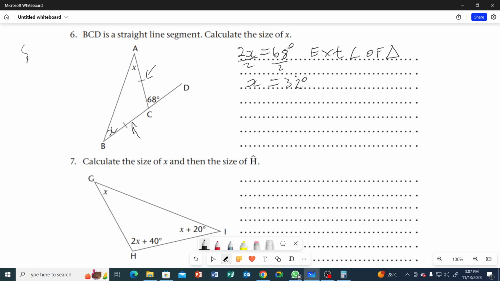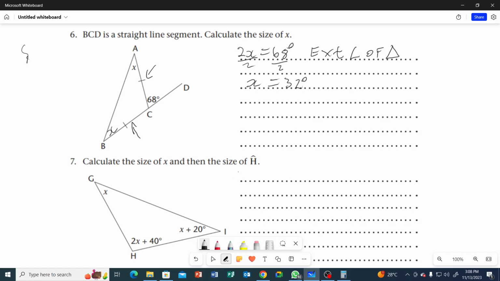Now let us look at number 7. It says calculate the size of x, then the size of h. Firstly you need x, then angle h. So now what we're going to do here, we know that the sum of angles in a triangle sum up to 180 degrees. Now that is your starting point.